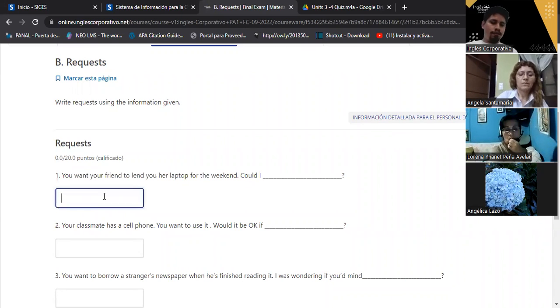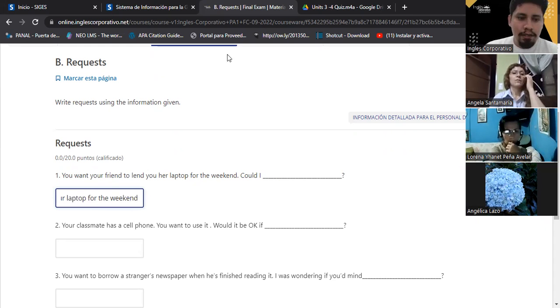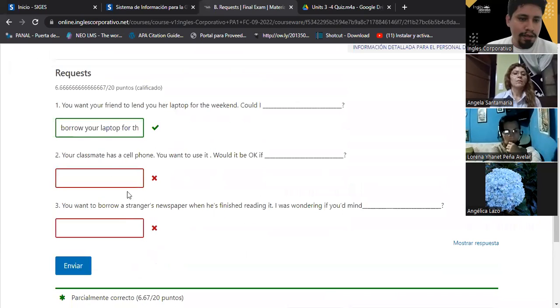What's going to be the answer for this sentence? Which is the correct answer? Maybe: could I borrow your laptop for the weekend? Okay, yes, we can try. I'm going to write that. Could I borrow your laptop for the weekend? Okay, let's try. I'm going to send one by one. Okay, very good. This is the correct one. Borrow your laptop for the weekend. Good, very good, Lorena.